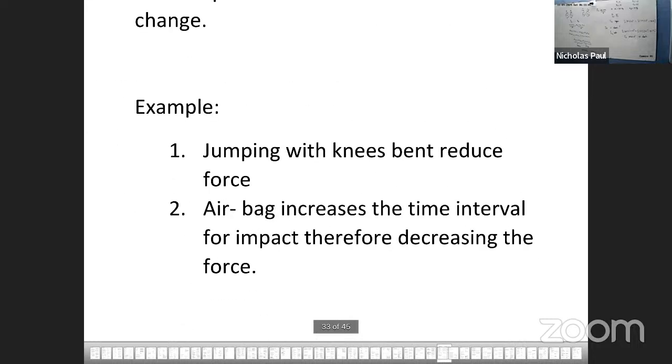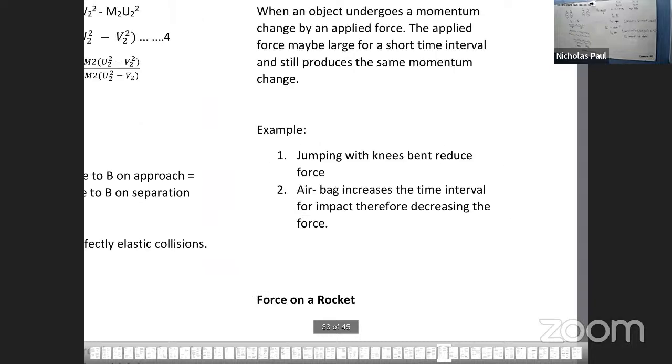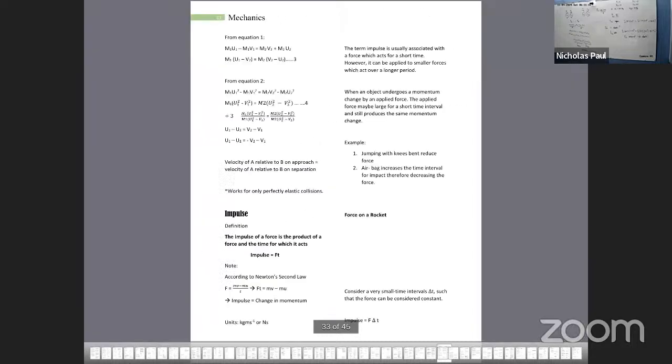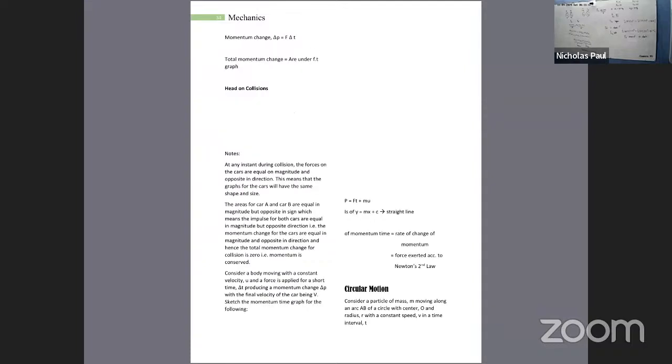So the airbag increases the time interval for impact, therefore decreases the force.